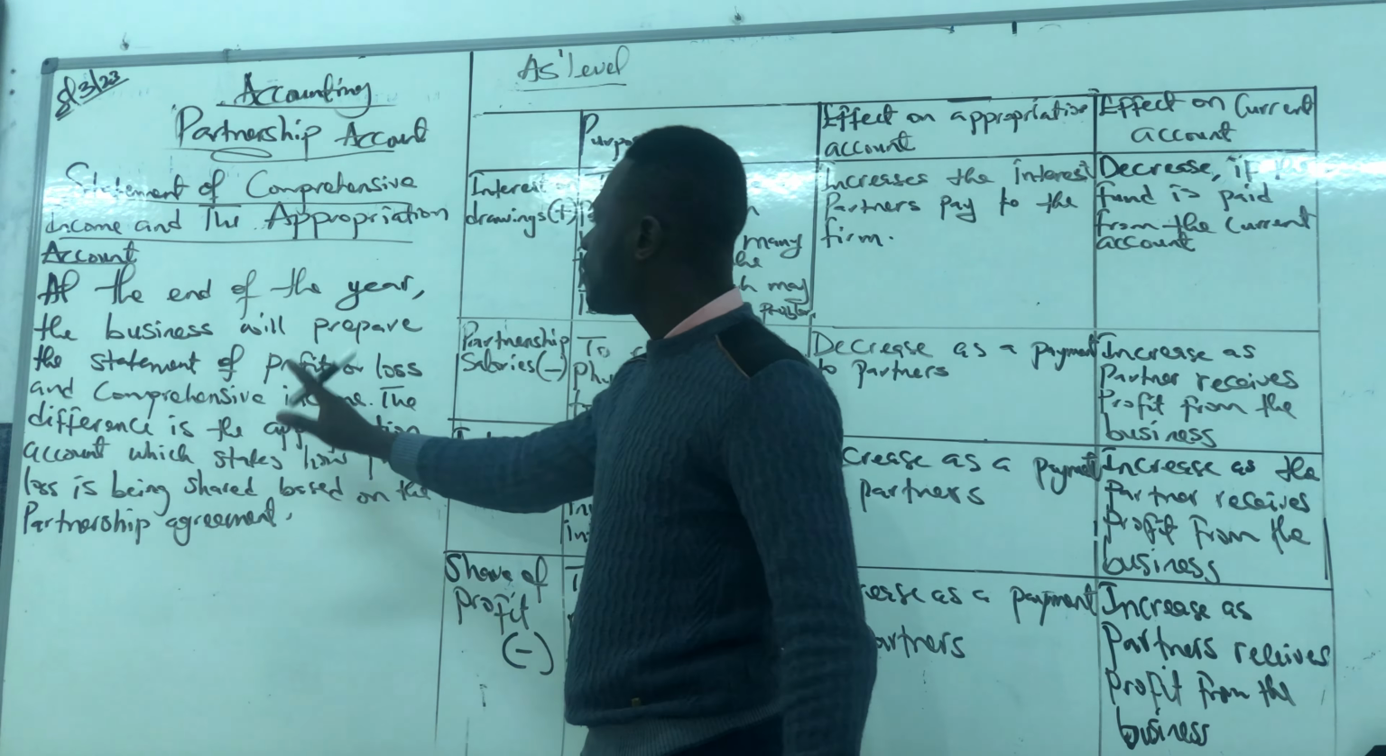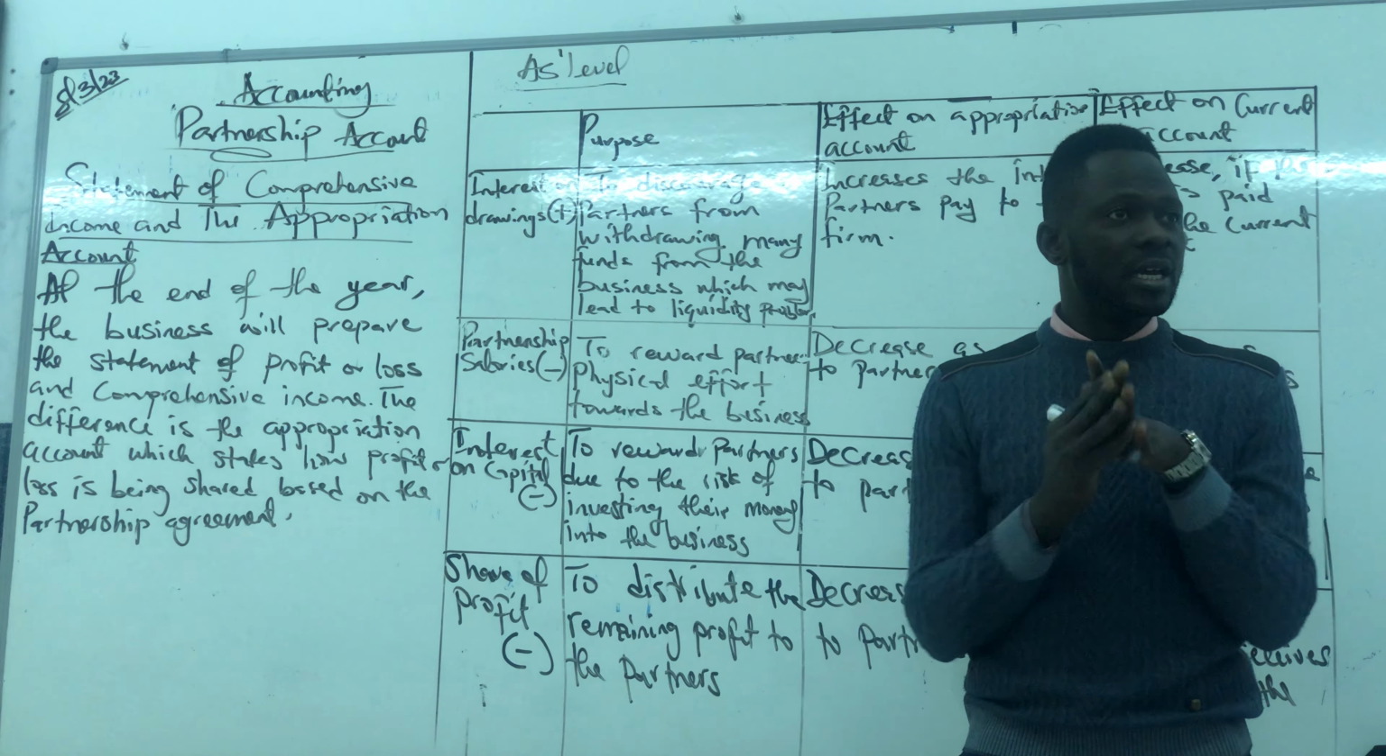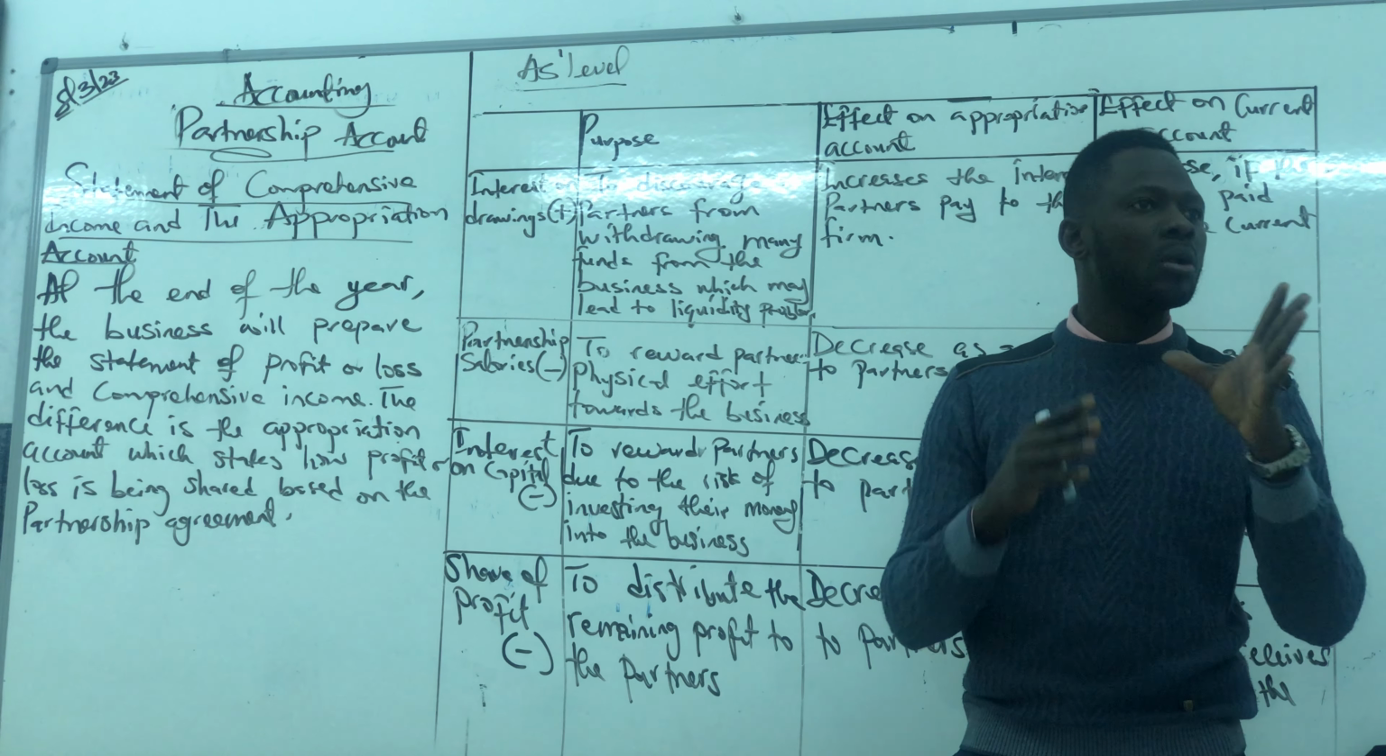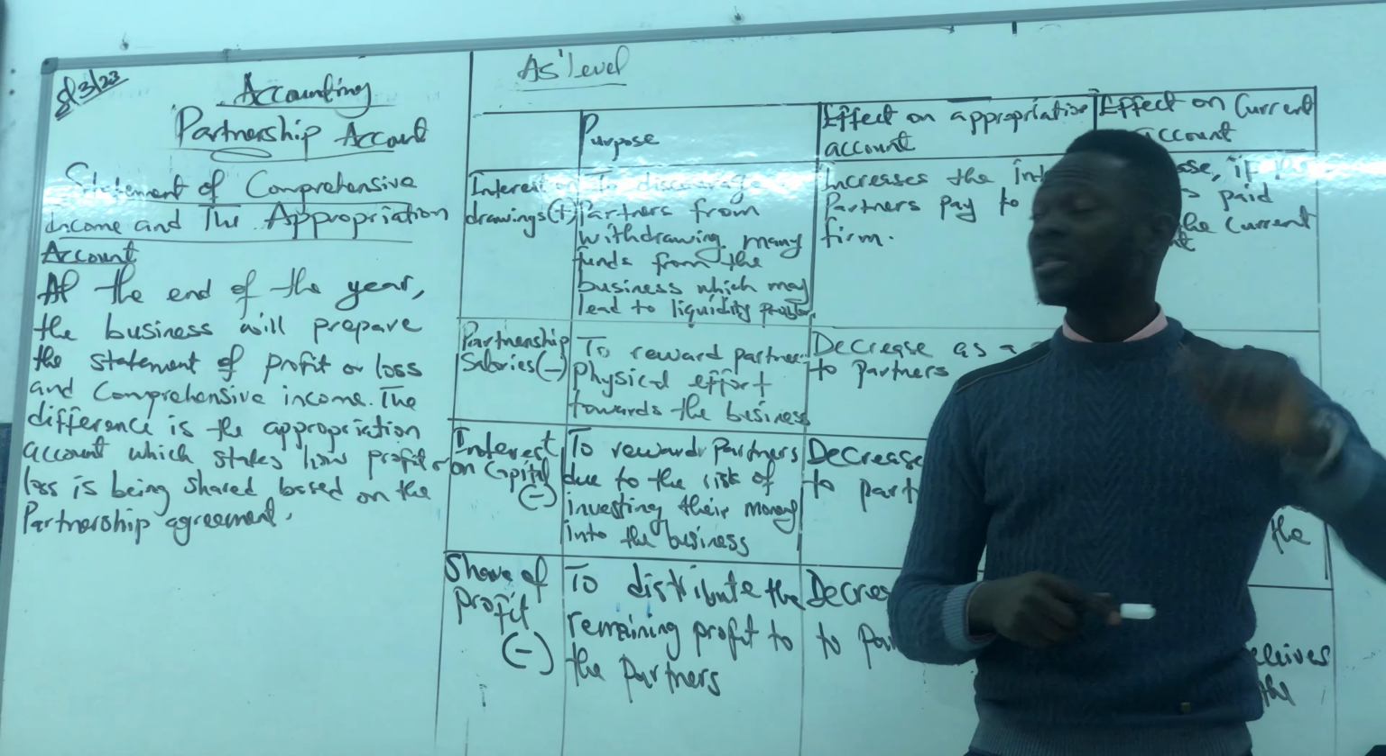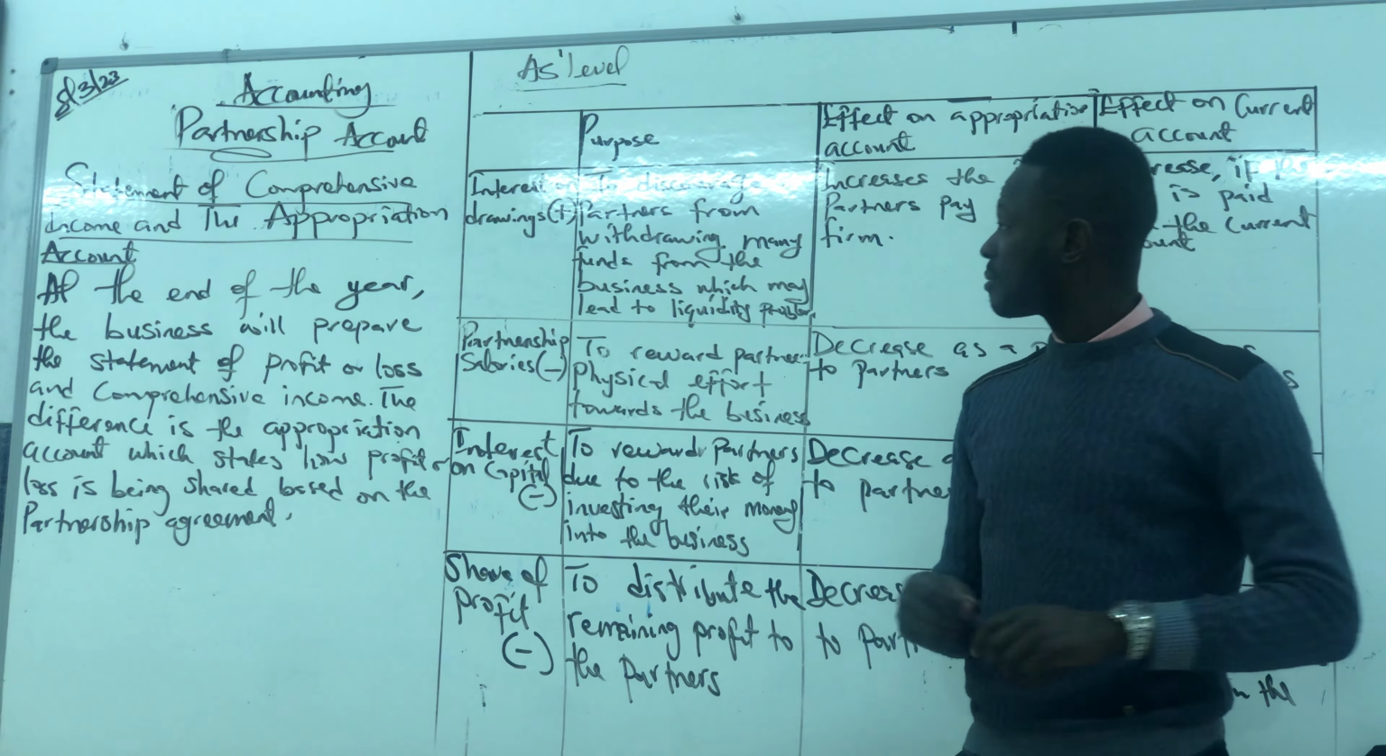Here we're going to talk about interest on drawings, the partnership salary, the interest on capital, and share of profit. All these things are involved when we are preparing our statement of profit or loss and the current account for the partners. Interest on drawings is a positive, it's a plus. Why is it a plus? Because it's adding up to the finance or to the investment of the business.